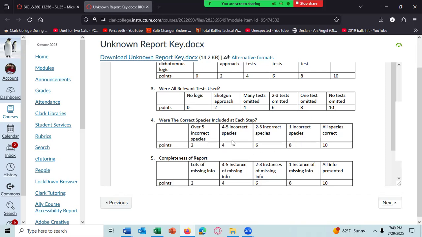Were the correct species included at each step? If you give a test and you have the correct species, then all the species are correct, you get 10 out of 10. If there's one species incorrect anywhere in the lab report, you'll get 8 out of 10. 2 to 3 species incorrect, you get 6 out of 10. Over 5 incorrect species or no species identified in the lab report, you get 2 out of 10.